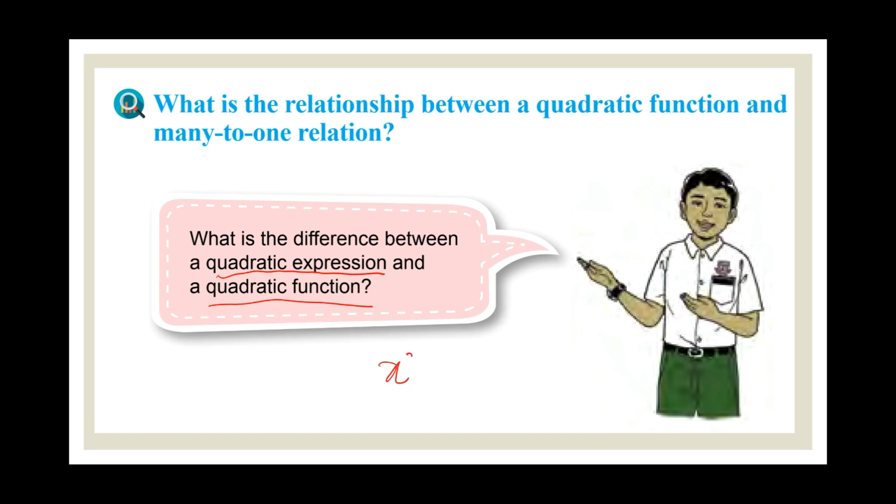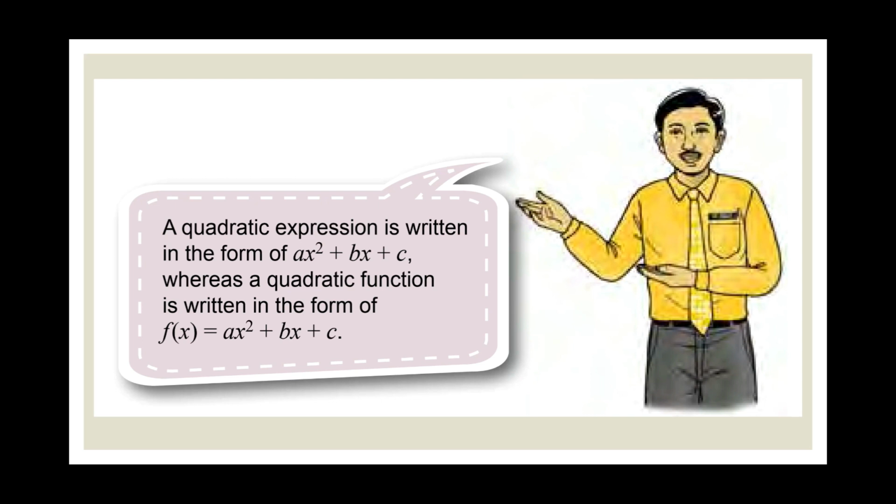For example, x squared plus 2x plus any number that you like? 4, 5. Okay, 4 or 5. So this is a quadratic expression. The difference between expression and function is that they just add on another f(x) in front. So when the f(x) is added, this is called a quadratic function. So why is it so? Later on, we are going to see further.